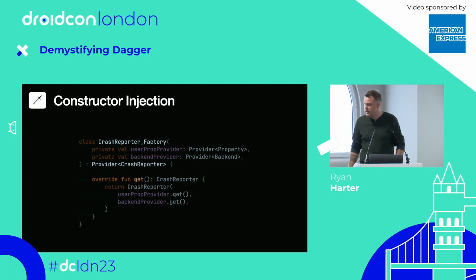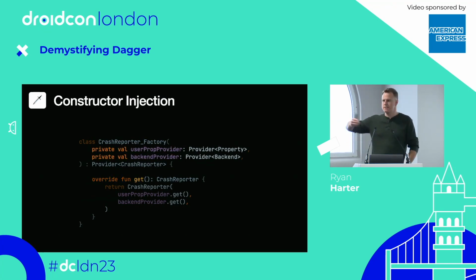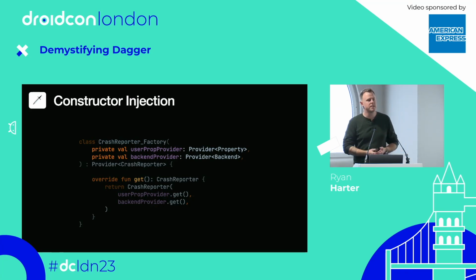The factory that's generated implements the Provider interface that we saw before. It is a Provider of type CrashReporter, which means it has a get function, which returns a CrashReporter. And you'll notice it takes in more providers. Again, providers all the way down. So this simple example is very similar to the CrashReporter class itself. It takes in the dependencies, based on whatever the arguments of the constructor were, as providers, and then it uses those to construct the CrashReporter.